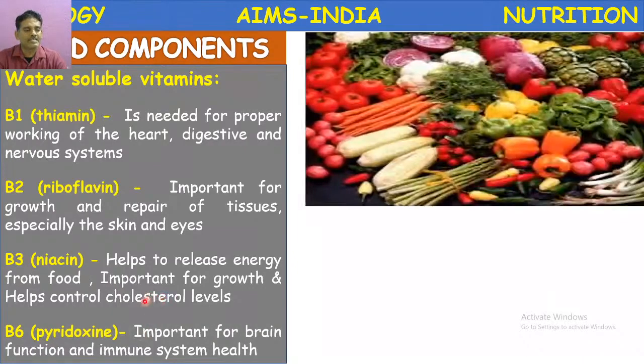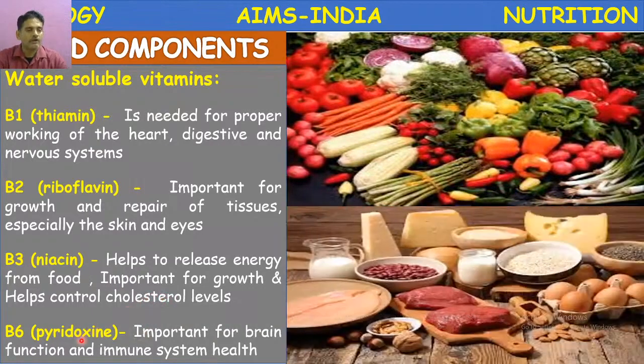Vitamin B6 is also called pyridoxine. Pyridoxine is the chemical name of vitamin B6. It is important for brain function, the immune system and maintenance of health.